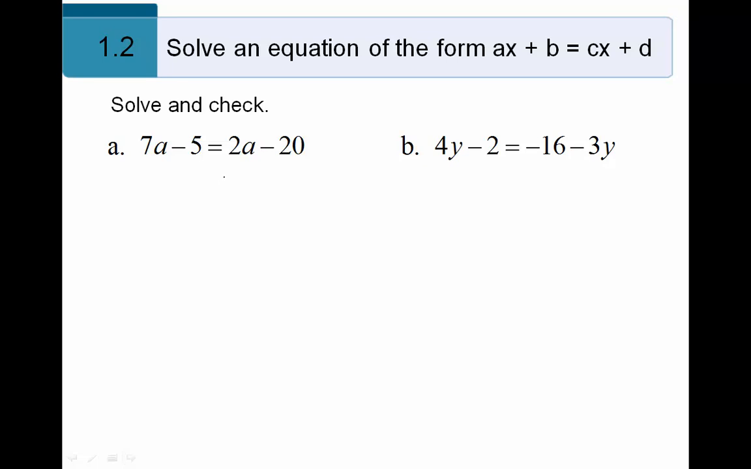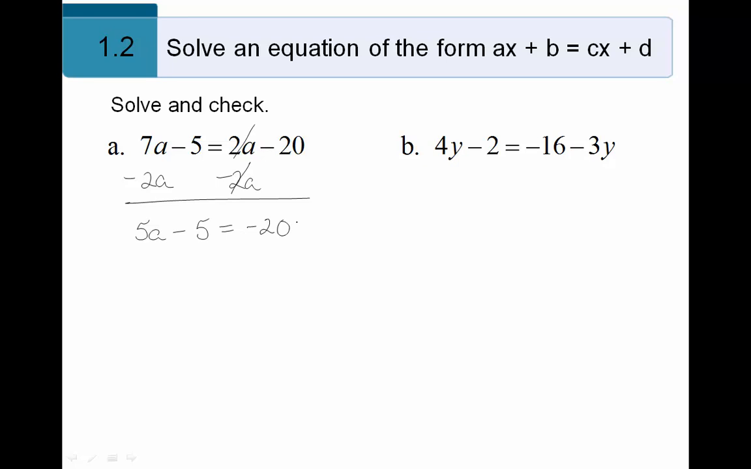To remove that positive 2a and move all the variables to the left-hand side, we would have to put a negative 2a on both sides. Combining the a's, positive 7 and negative 2 is positive 5. So we have 5a minus 5 equals, on the right-hand side the 2a's cancel, and we're left with negative 20.